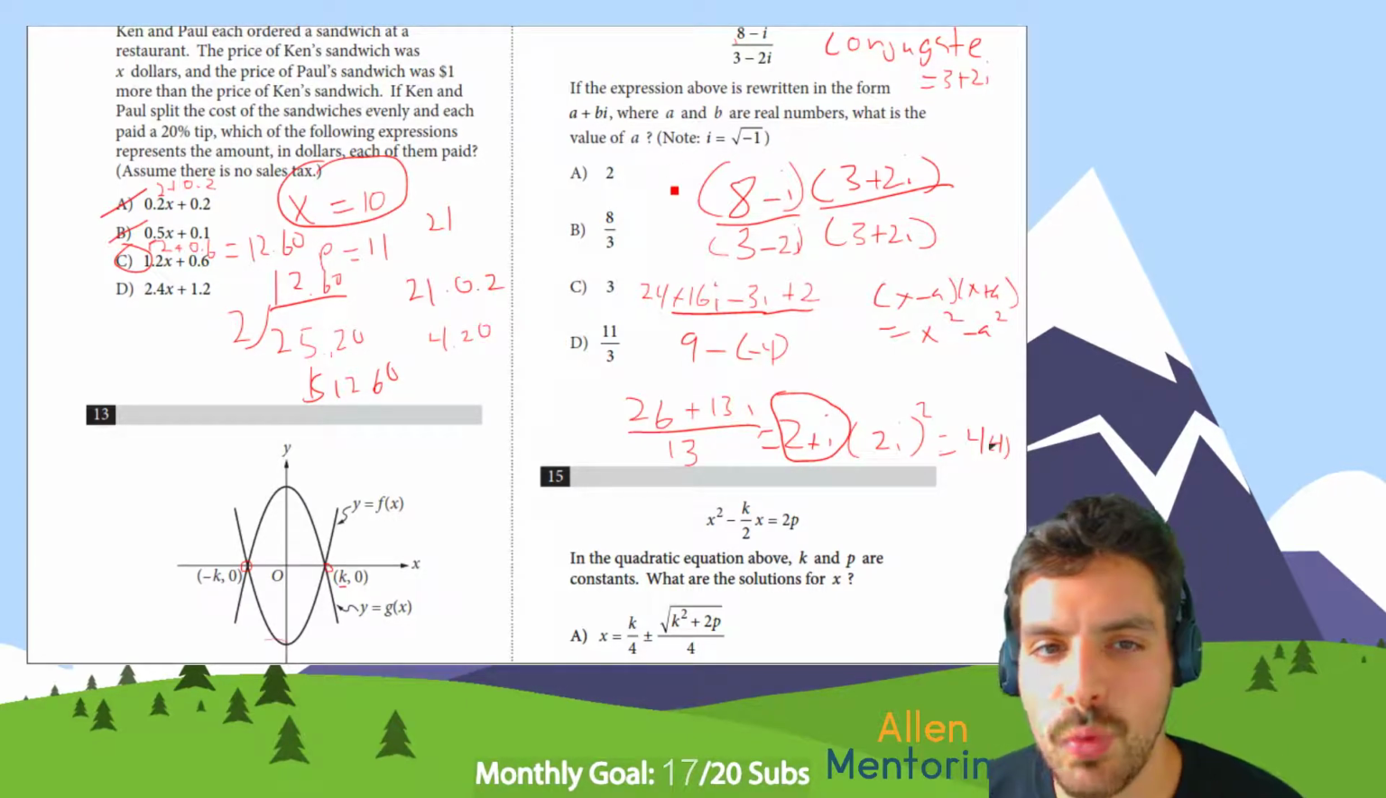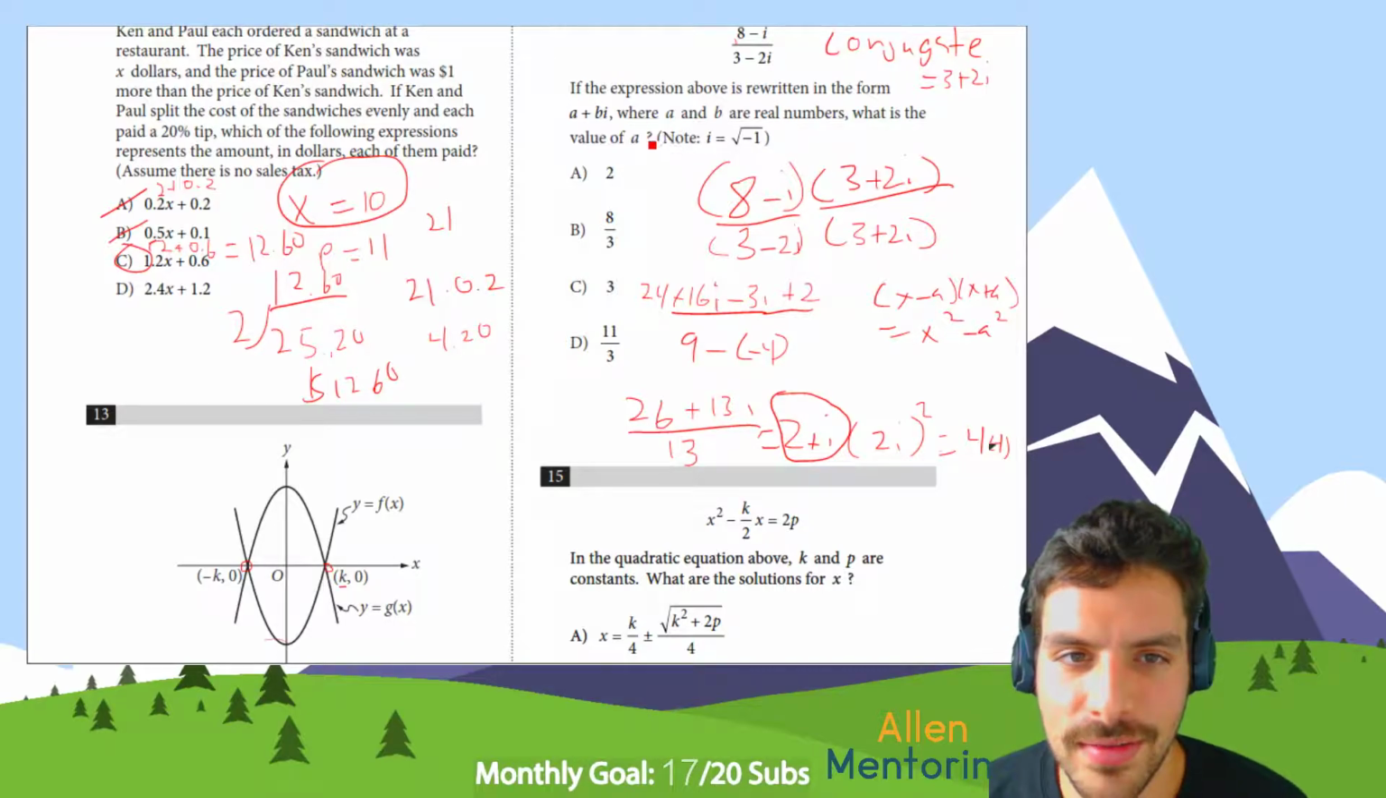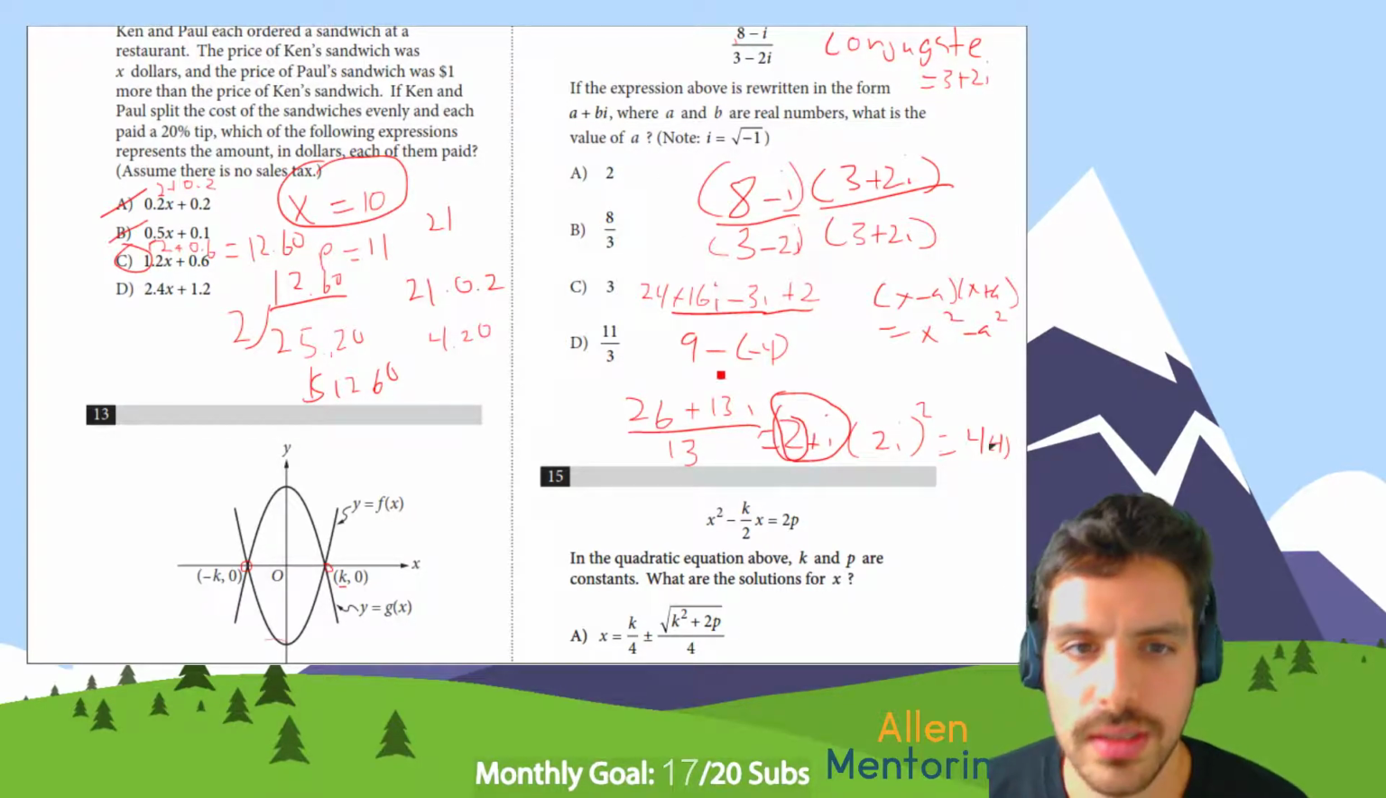And so they're asking us, what is A? In the form A plus Bi, A is going to be 2.